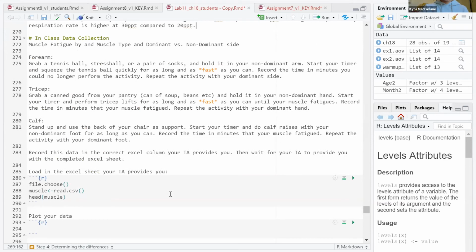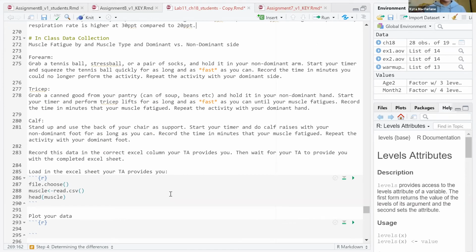So we've got another class data collection activity. This one is looking at muscle fatigue. We're looking at the time it takes for a muscle to fatigue, by muscle type and whether it is on our dominant or non-dominant side. So we're going to be testing 3 different muscle groups. The first one is going to be the forearm. We're going to then do our tricep and our calf.